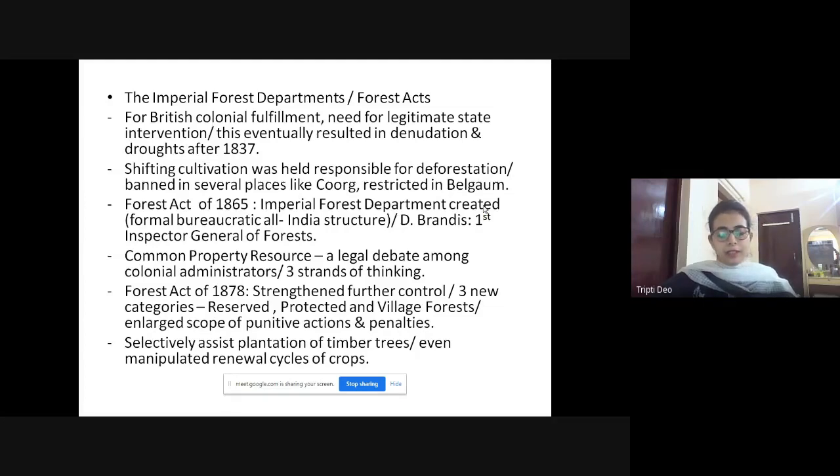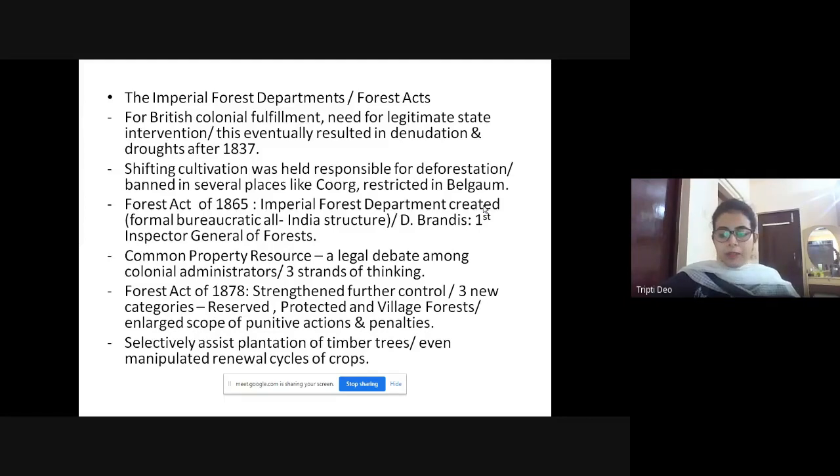One of the strands was of the people who believed that the entire forest should be under the British rule. That's the first strand. They're called the annexationists, okay? Annexation is to annex, to control, to take over. So those people who believed in taking control of the entire forest, that all of the forest should be under the British rule, are the first strand of thinking.